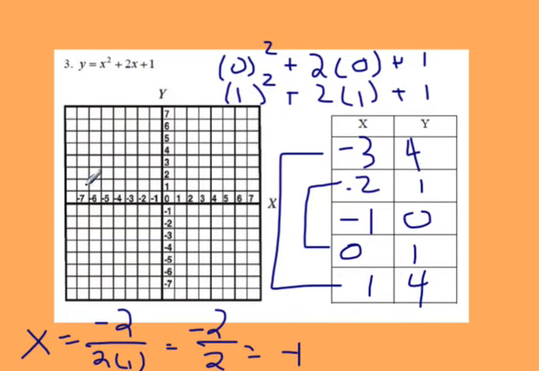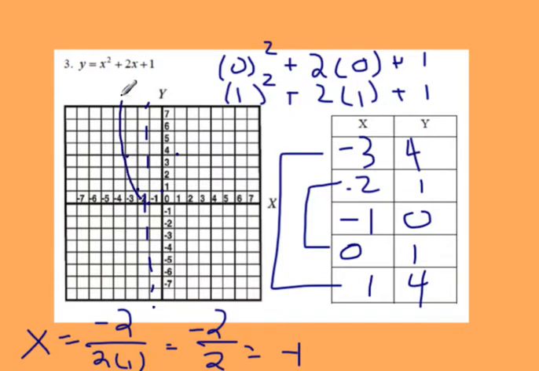So for our vertex, we're going left 1, up 0. So we're going right here. Through that, we have our axis of symmetry, so I'm going to draw that. Then we're going over 0, up 1. And also left 2, up 1, and plotting that point. Then we're going left 3 and up 4. And then we're going left 1 and up 4.